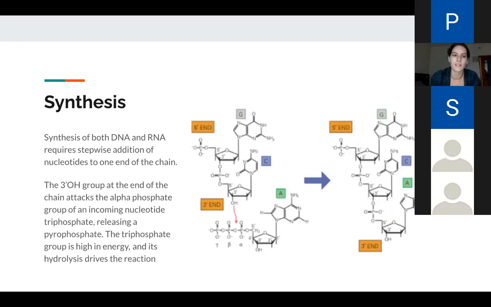With regards to synthesis, synthesis of both DNA and RNA is a stepwise addition of nucleotides to one end of the chain. The 3' OH group at the end of the chain attacks the alpha phosphate group of an incoming nucleotide triphosphate, which releases a pyrophosphate, which can be seen on the right side of the picture, and is two phosphate groups connected. The way this reaction works is that the triphosphate group is really high in energy, and its hydrolysis drives the reaction.